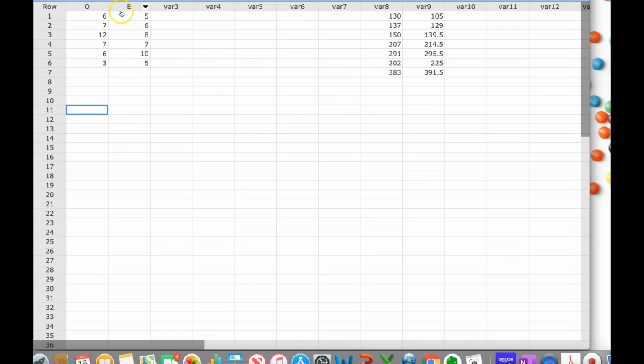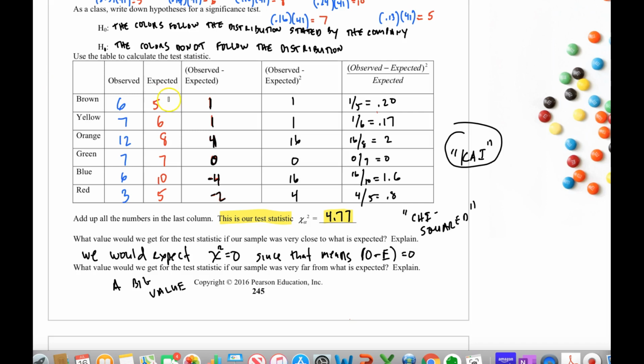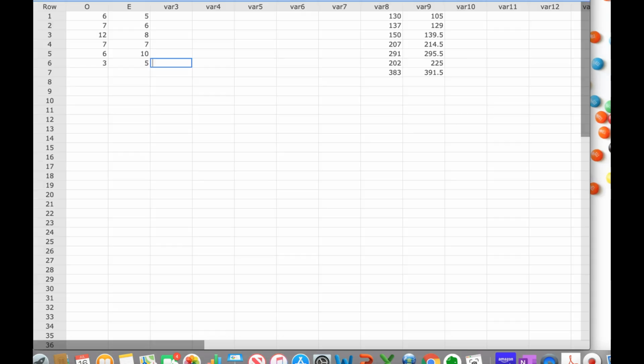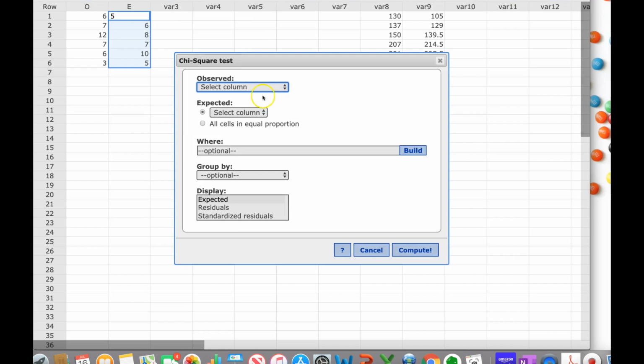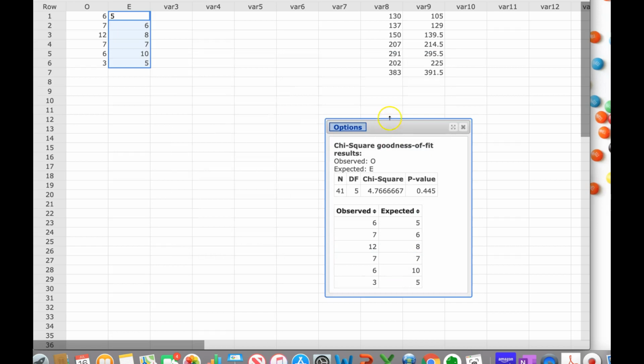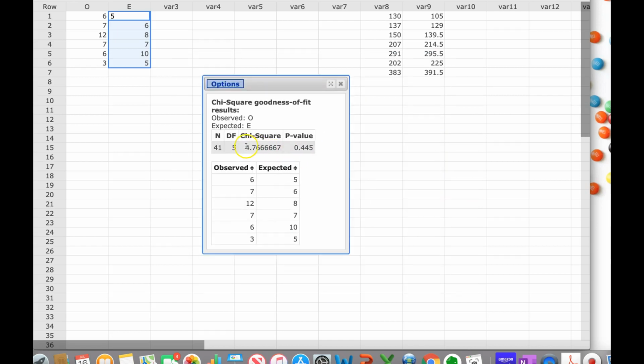Another way to do it would be to enter these values in here, the observed and expected, using StatCrunch. Here's your observed values. Here's your expected. You put them in, and you run a goodness of fit test, chi-square. And in there, what you're doing is the observed, it's that simple. And then you go ahead and compute. And then what you get here is your chi-square value and your p-value like I had just done.